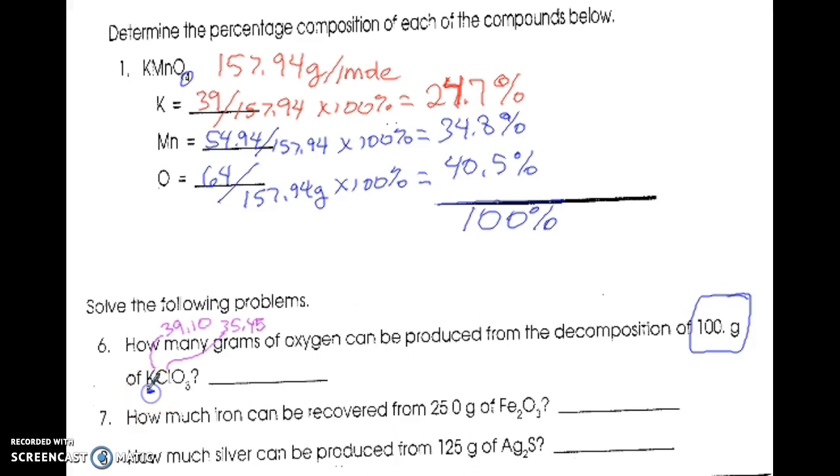So potassium is 39 plus chlorine is 35.45 plus 3 times 16 is 48.